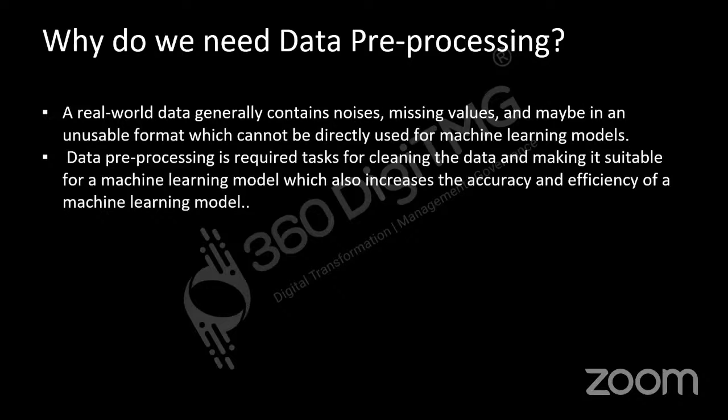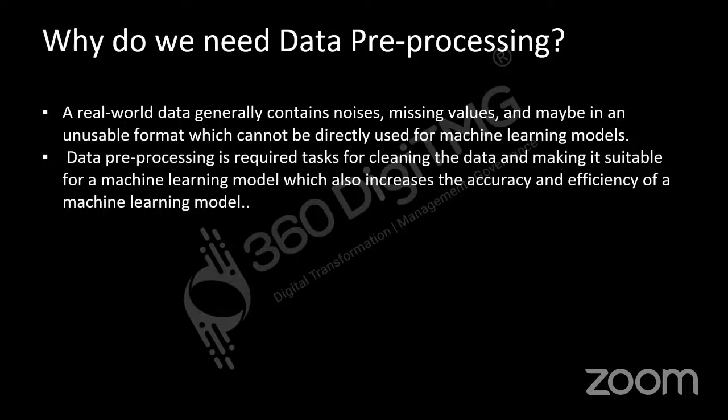Real world data generally contains noise. Noise is nothing but values that are not related to the data set, very different, unknown values. Noise is completely unrelated to the existing data. And then missing values. If there is a data set and no values are present, that is missingness. If there are missing values, it is very difficult for the machine to process. And maybe an unusable format which cannot be directly used for a machine learning model. These are the three challenges we have.